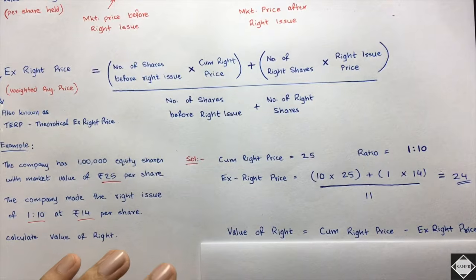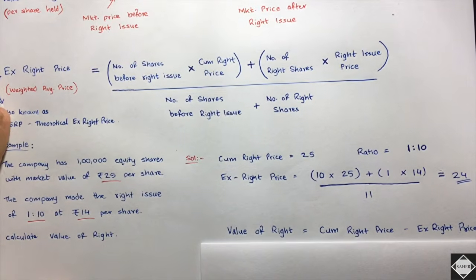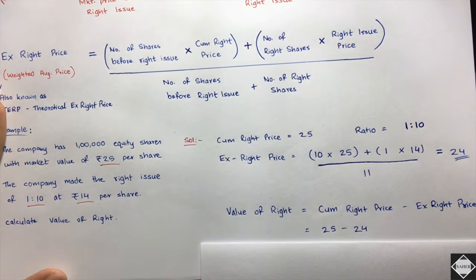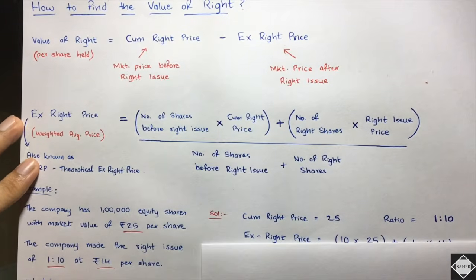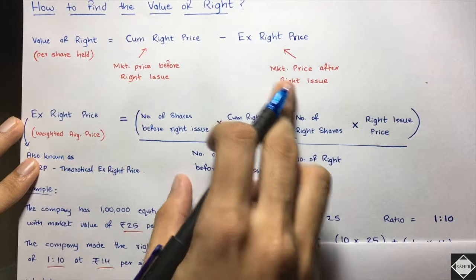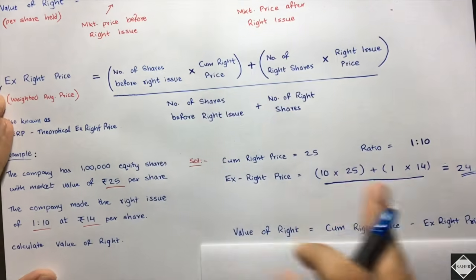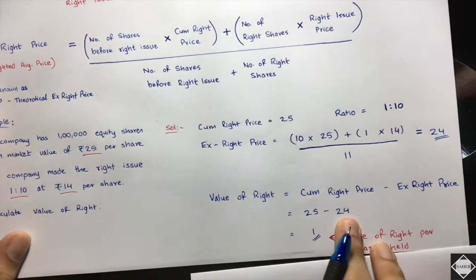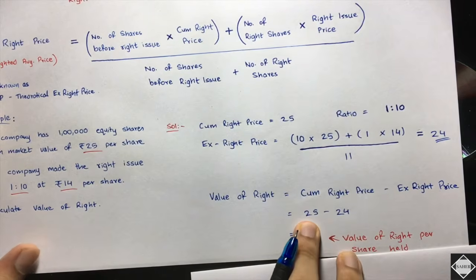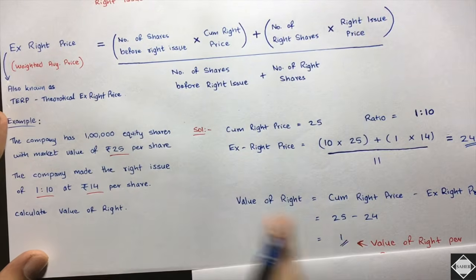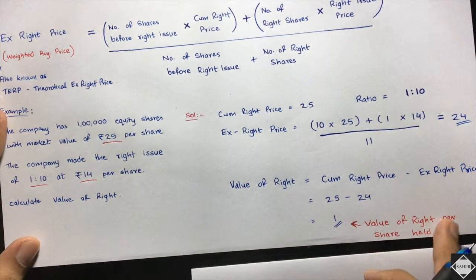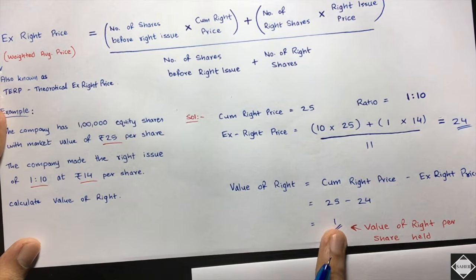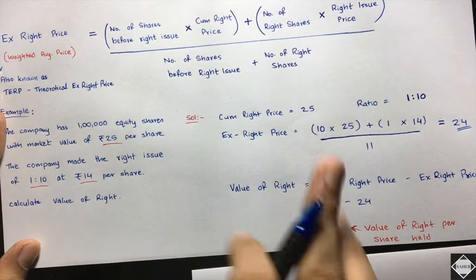Okay, fine. And then you can calculate the value of right. How will you calculate the value of right? Same formula: cum right price minus X right price. Market price before the right issue, market price after the right issue. We calculated the X right price as 24, so just take that 24, and this cum right price is 25, which is given in the question. So 25 minus 24 is what? Value of right per share held, 1 rupee. This value of right is per share, understand?